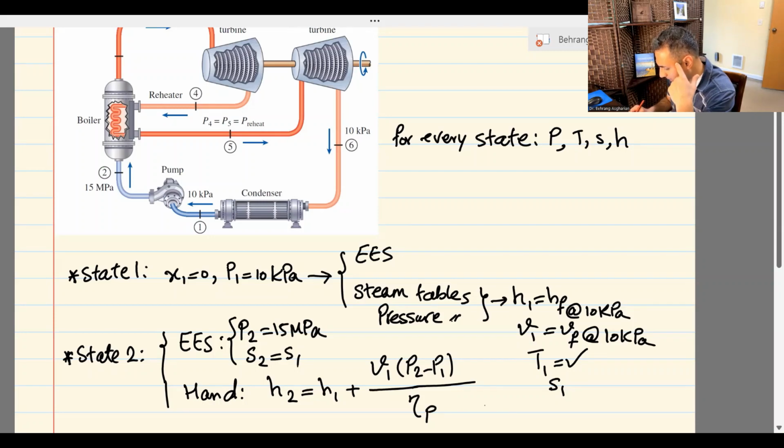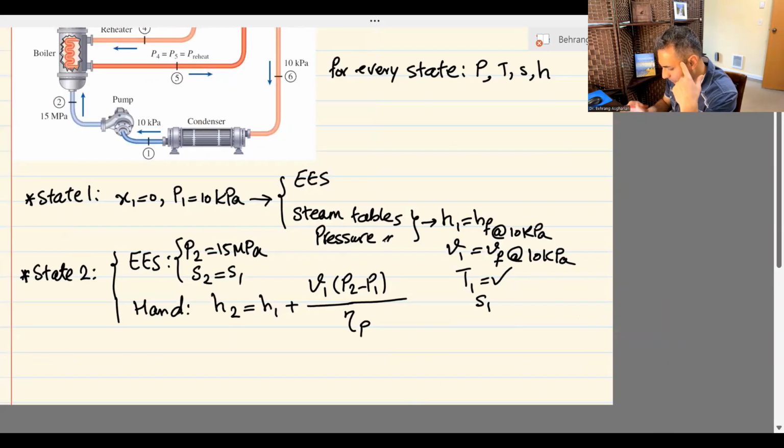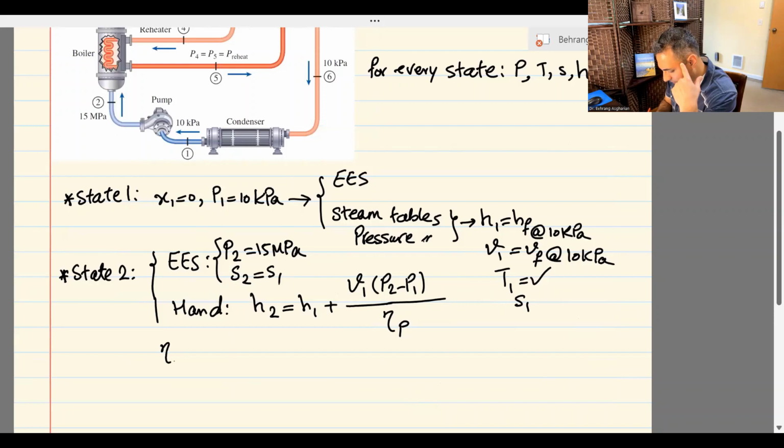I know that in this case, because it's an isentropic pump, I just write it here: the efficiency of the pump is 100%, or you can just write 1. It's worth mentioning that it's the isentropic efficiency of the pump. So that's the equation you need to use. If you want to do it by hand, you have enough information.